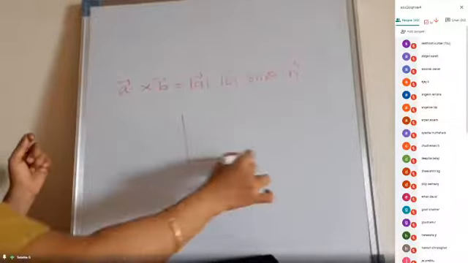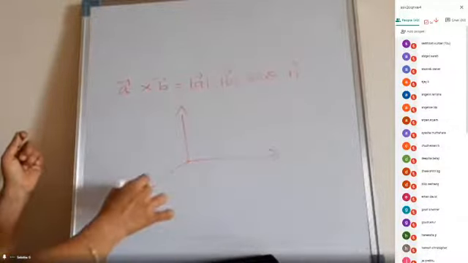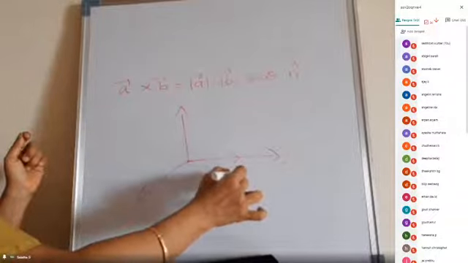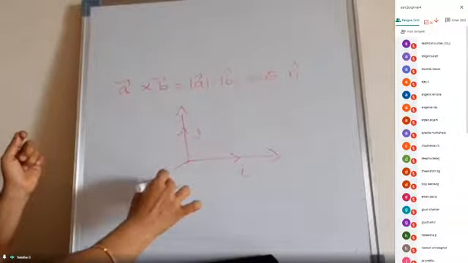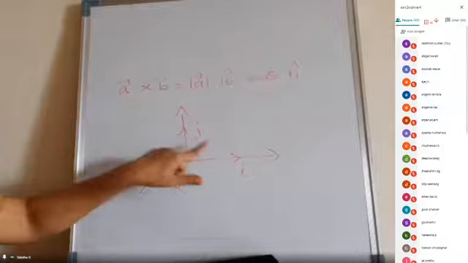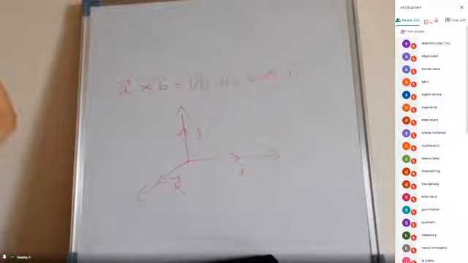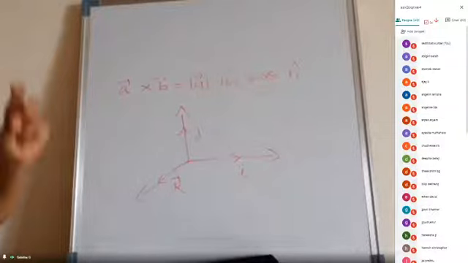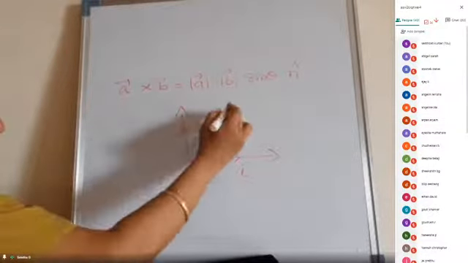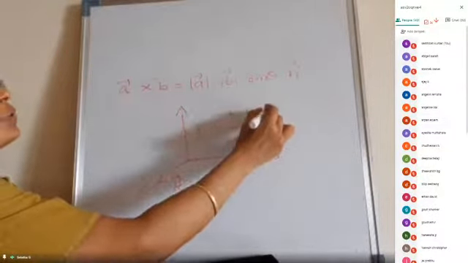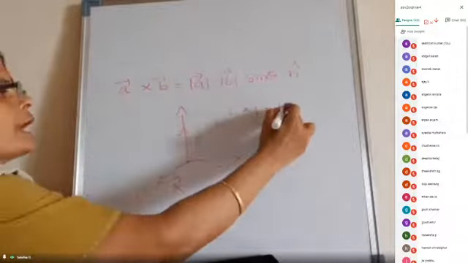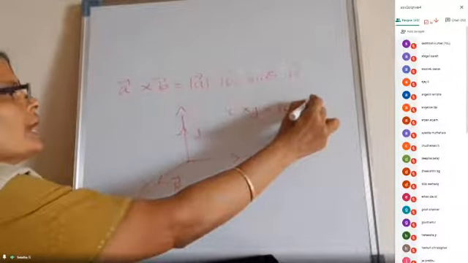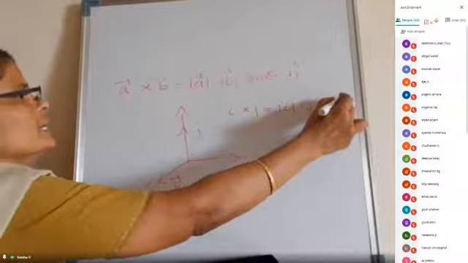Suppose you are not getting this, this is I, this is J, this is K. I cross J. What is I dot J? 0, because cos 90 is 0, isn't it? I cross J, you all listen, class: mod I, mod J, sin 90, n cap.